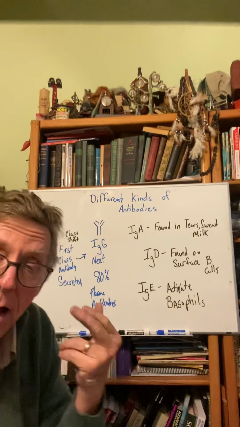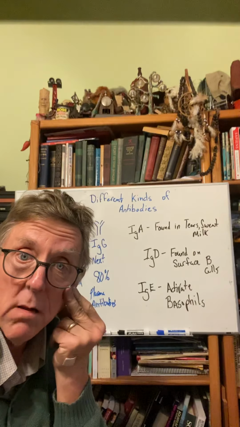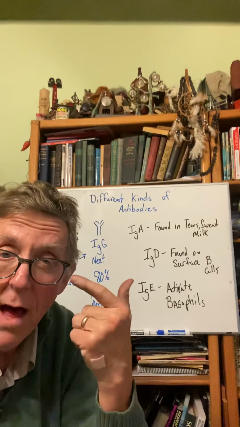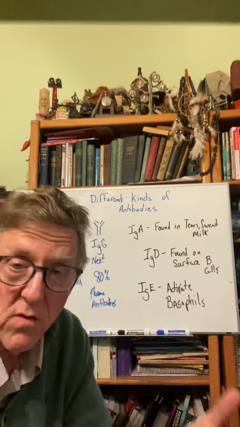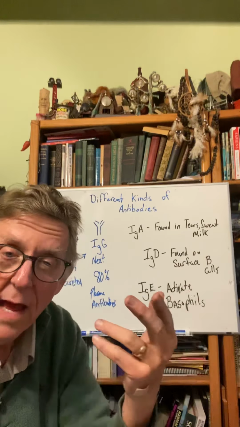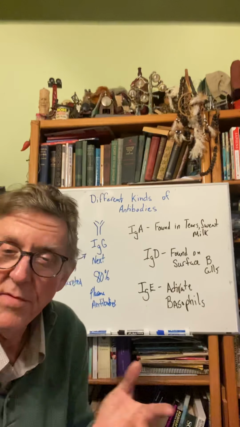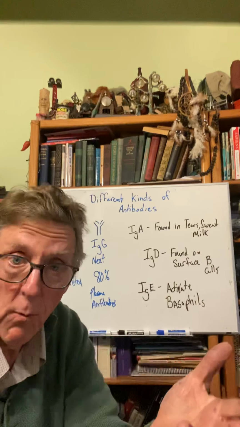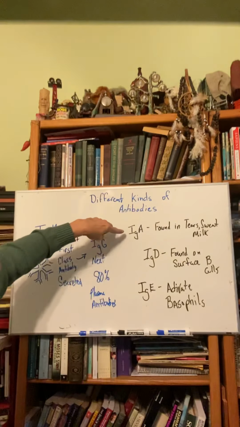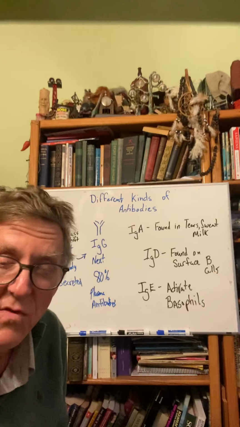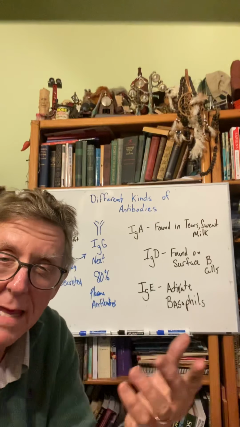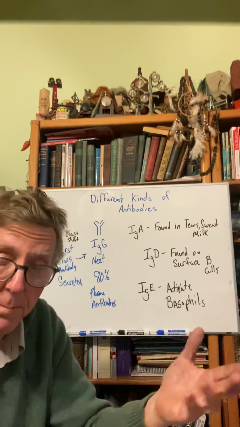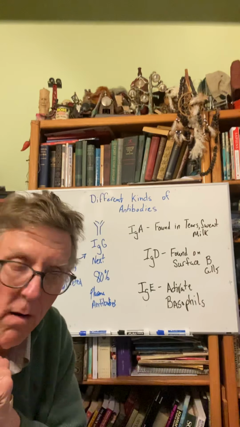Now, you might say, well, gosh, we have these wet surfaces, our nose, our mouth, our eyes, sweat. We have these areas which might be great places for pathogens to try and gain entry into our bodies. And they would be, except that we have IgA antibodies present in these body fluids, and they're there to help deal with pathogens in these areas.